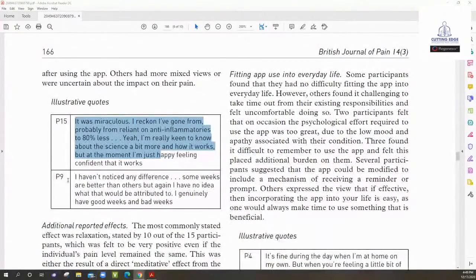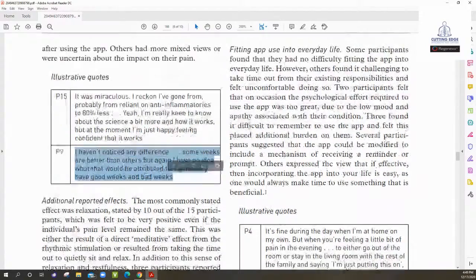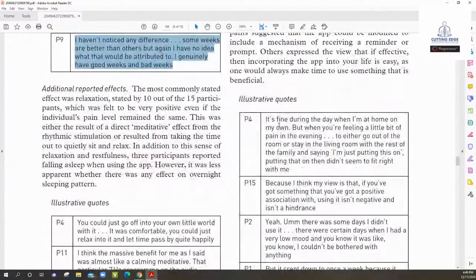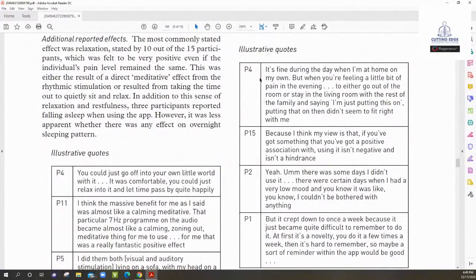So this is the reality of it, i.e., I haven't noticed any difference. Some weeks are better than others, but again, I have no idea what that would be attributed to. I genuinely have good and bad weeks. Other individuals say it's fine during the day, but when you're feeling a little bit of pain in the evening, you have to go out of the room or stay in the living room with the rest of the family and say, I'm just going to put this on. Putting that on then didn't seem to fit right with me. But there are other individuals that say you could just go into your own little world with it. It was comfortable. You could just relax into it and let the time pass, right?